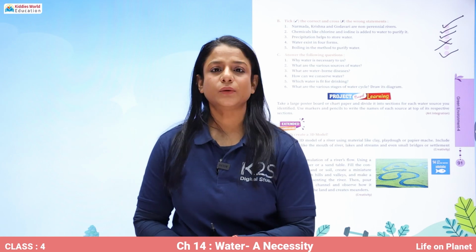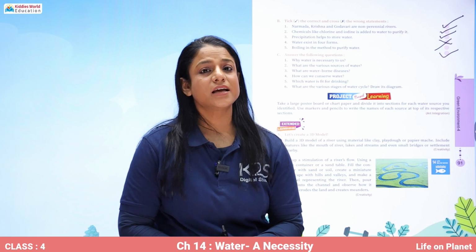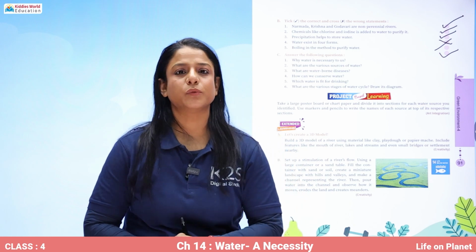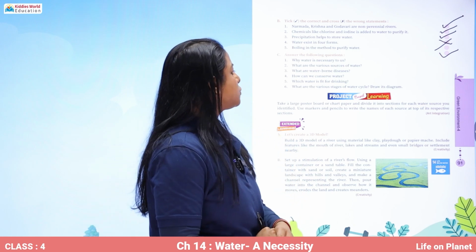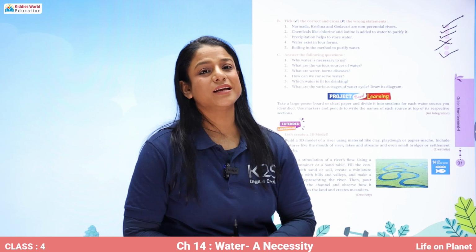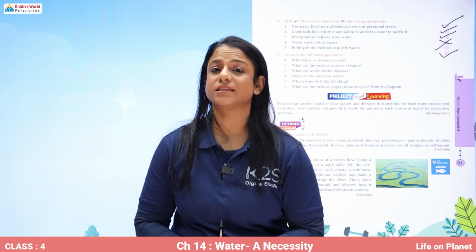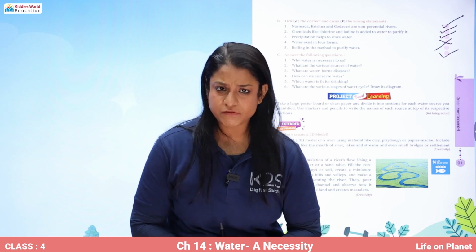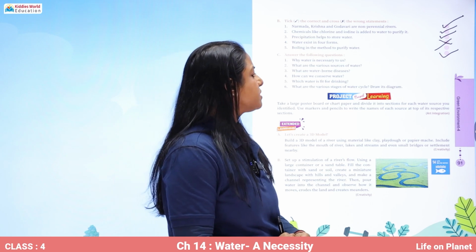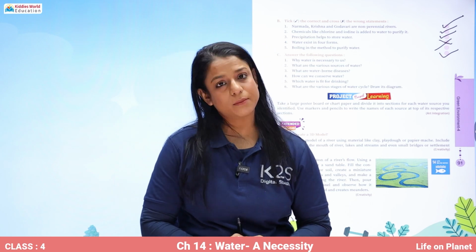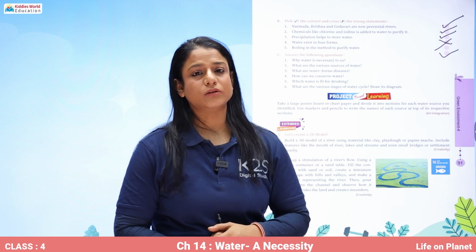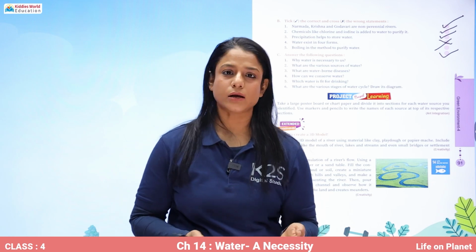How can we conserve water? We can conserve water by using it efficiently, by using it optimally, and then you can write different ways of conserving water. Which water is fit for drinking? Fresh water is fit for drinking. The water which is collected from rivers, oceans, ponds, underground, etc., when it is purified and made germ free, becomes fit for drinking. What are the various stages of the water cycle? Draw its diagram. So you have to tell about evaporation, condensation, precipitation, and collection. So tell about them and draw a beautiful diagram. It is given in your book.